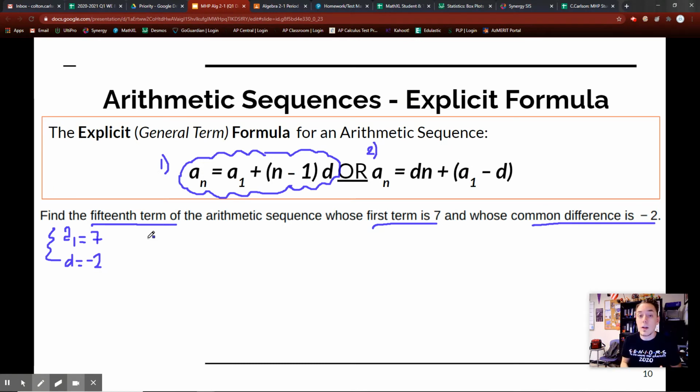Now, one way to do that is literally just add or subtract 2 from 7 over and over and over again. So you can get your little calculator out. 7 minus 2 equals 5, minus 2, minus 2. Enter, enter, enter, enter, enter, enter, enter, enter. You could do that. Why would you want to do that if you can use a formula?